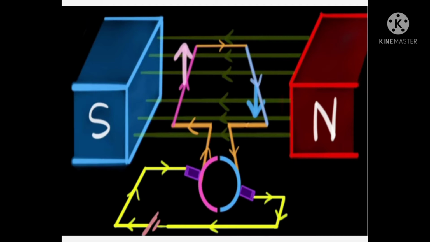This figure shows a simple electric motor. It consists of a rectangular coil placed in a magnetic field. Split rings are connected at the end of this coil, and it can turn freely.